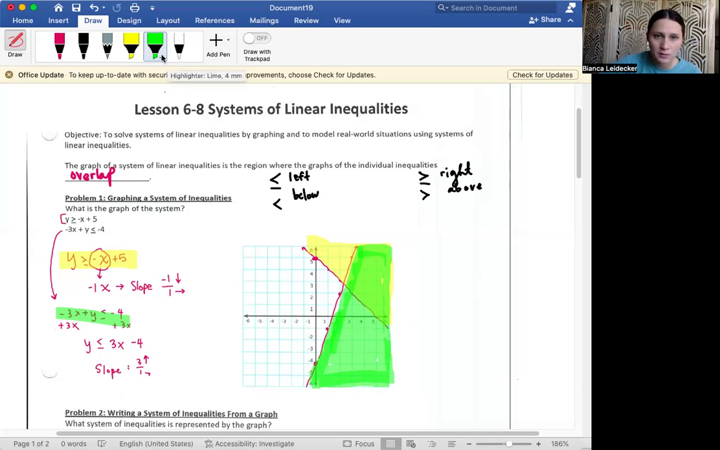And now that I've shaded both individual lines, remember this is kind of what we did in Chapter 5, then I'm going to look at where they overlap. And where they overlap is what they have in common. So everything in this little section here where I'm shading with the pink is the possible solutions for both equations.